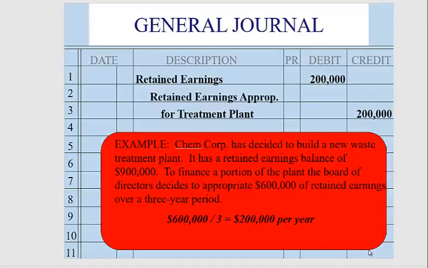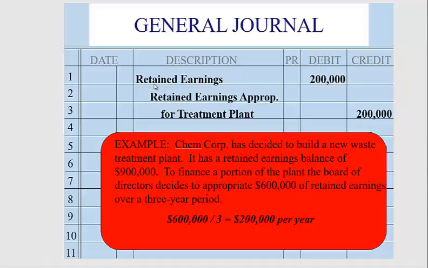We've got ChemCorp, who's decided to build a new waste treatment plant. It has a retained earnings balance of $900,000. To finance a portion of the plant, the board of directors decides to appropriate $600,000 of retained earnings over a 3-year period. So for the next 3 years, they will be making this journal entry.